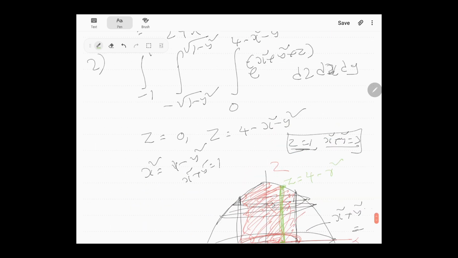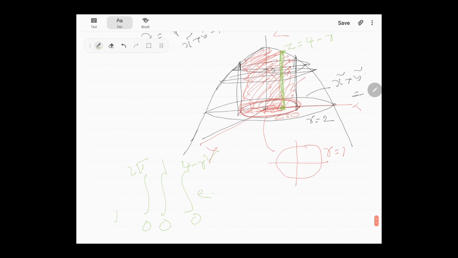The integrand he has given is e power x square plus y square plus z. This x square plus y square is my r square, into e power z. r square plus z I can write as e power r square into e power z. dx dy dz, as I mentioned, is r dz dr d theta.